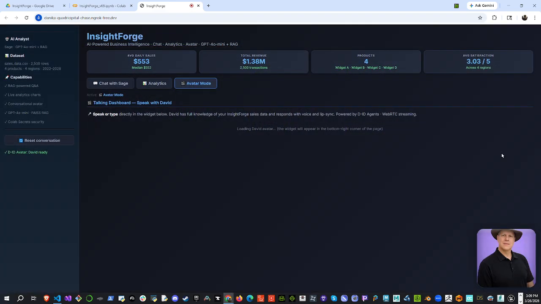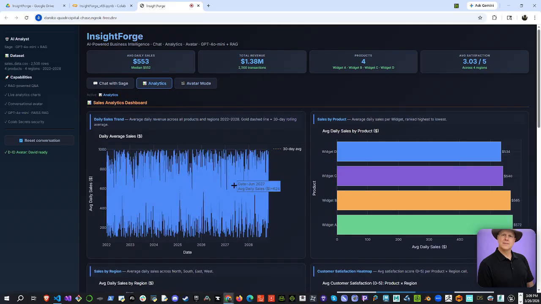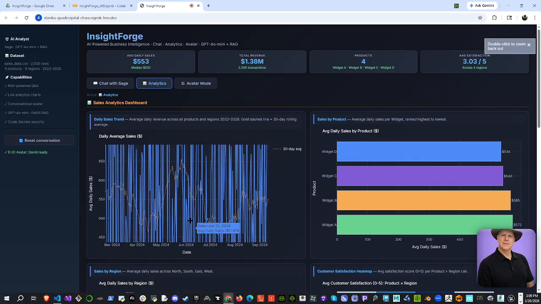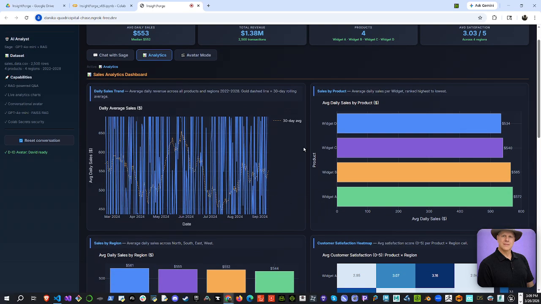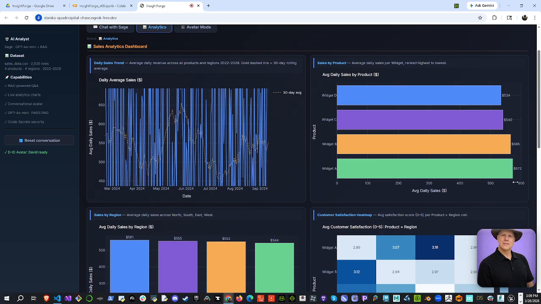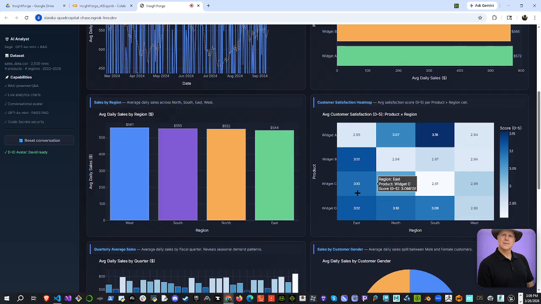Thanks. So that's the avatar mode. For the analytics, you can see here there's the daily average sales, and you can zoom in on this and see it at any level you want. And then over here we have the average daily sales by product, and you can see what their sales are like. The highest one, like I said, was widget A. Lowest one was widget D, but can't always judge everything directly off sales figures either.